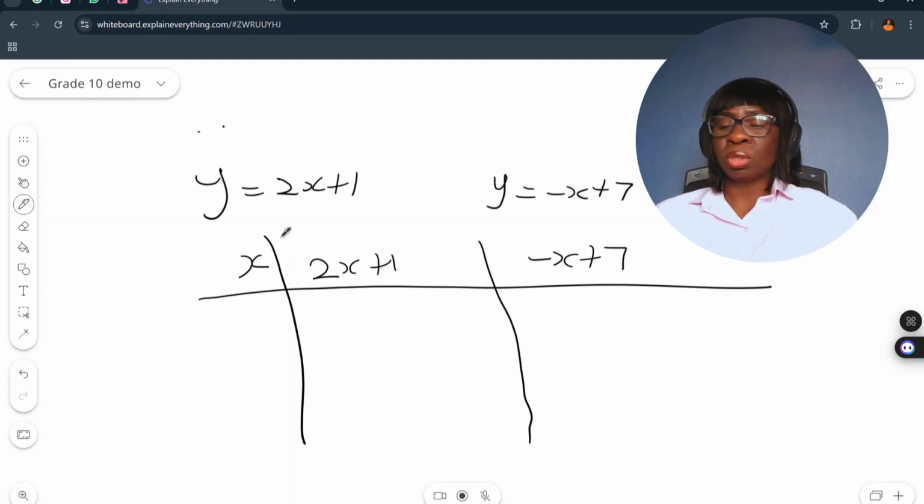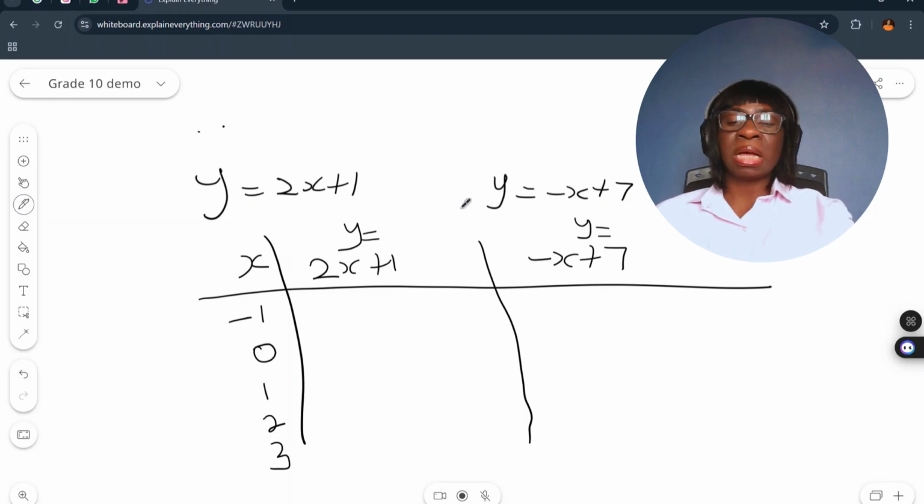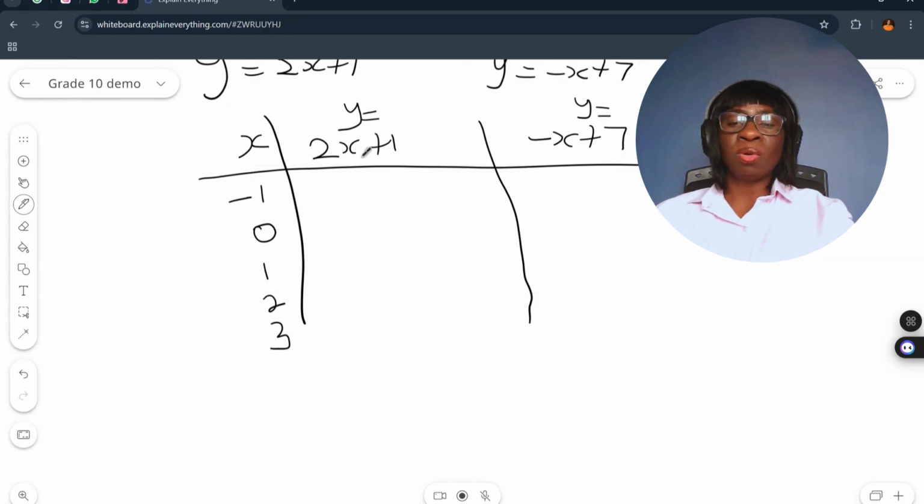So let's start from minus 1. Let's use 0, 1, and let's use 2, and let's use 3, so that when x is minus 1, what will be the value of y? This is y, don't forget, this is y, this is y. So now when x is minus 1, what will be the value of y here?